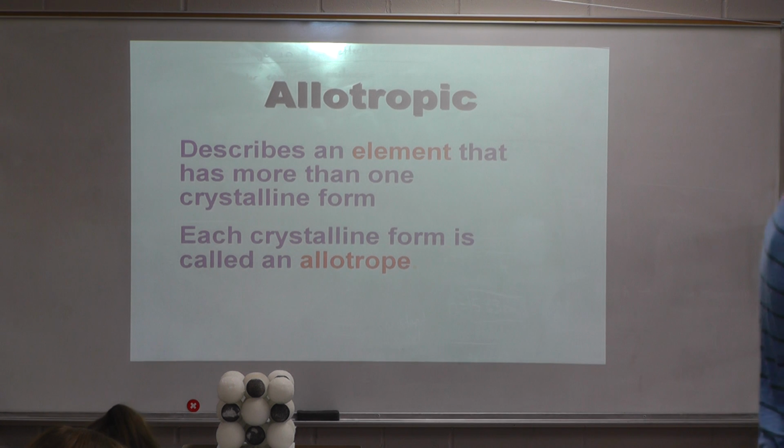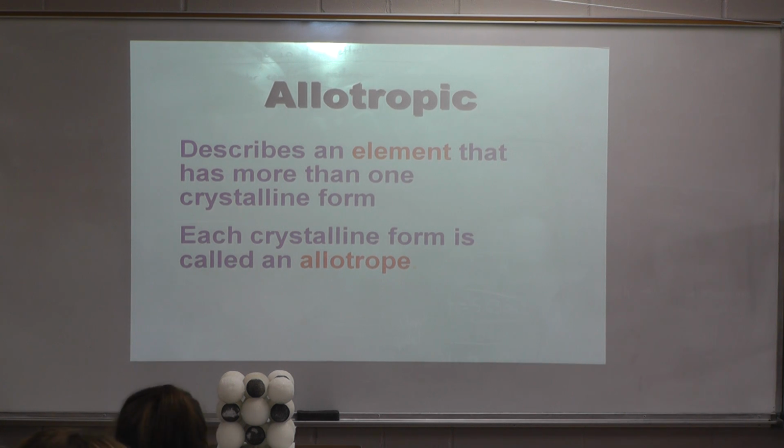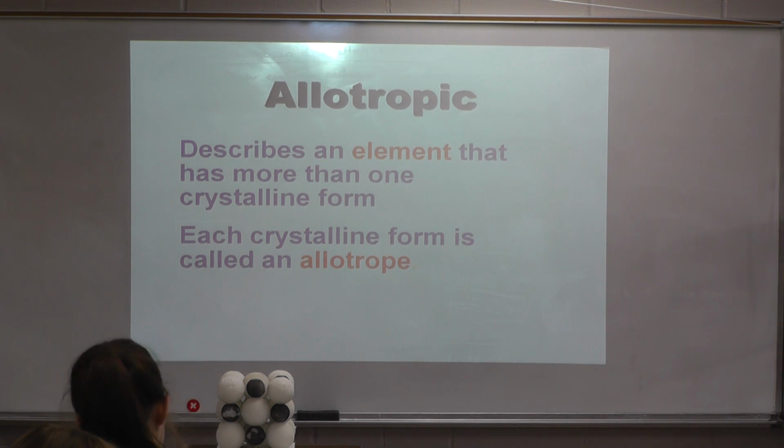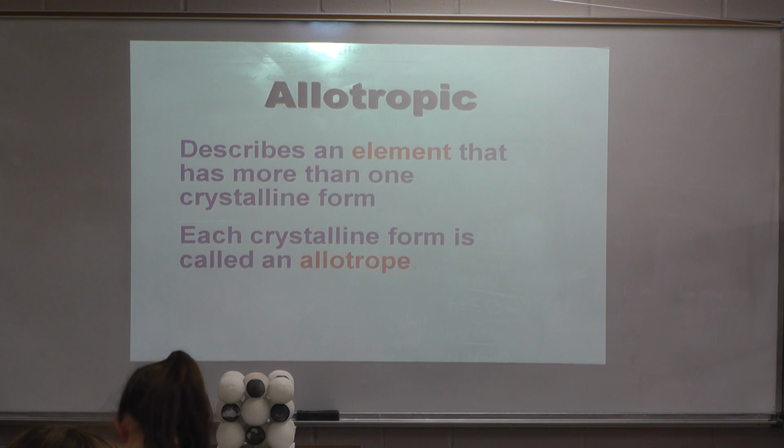Why? Polymorph has both element and compound, and allotrope is just element. So it's not even both, because it's just carbon.